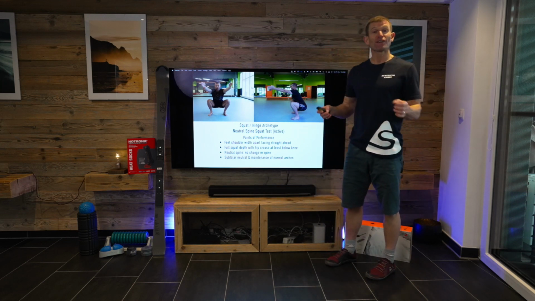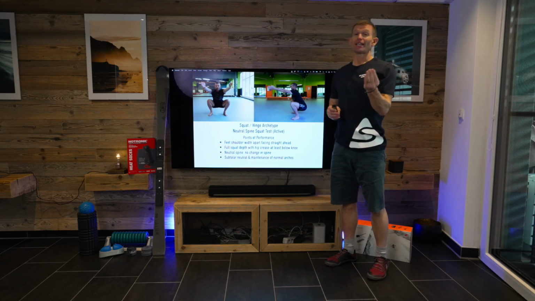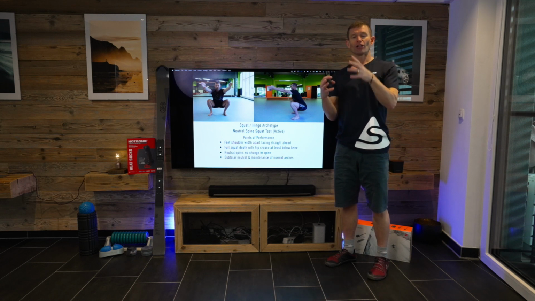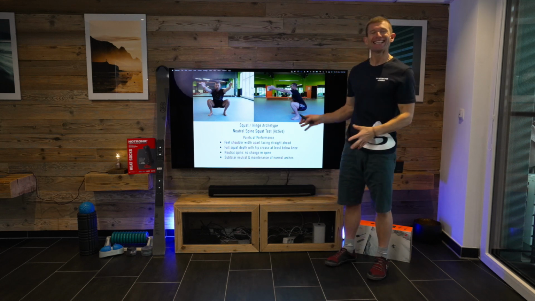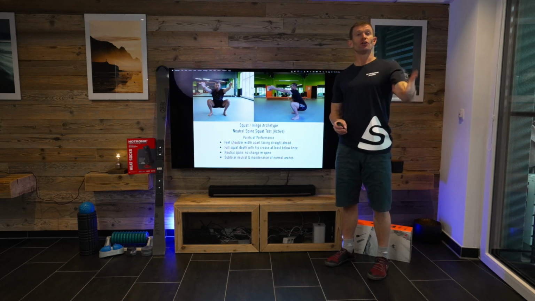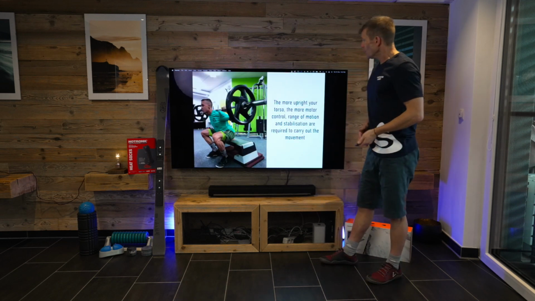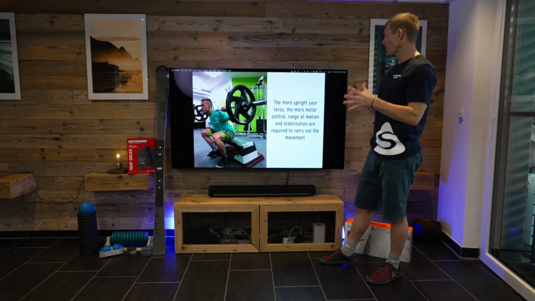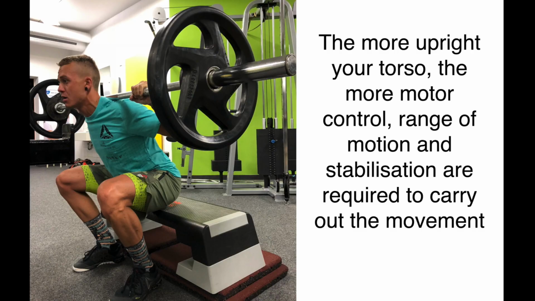And this is a pass-fail. If you fail the test, I will discuss in future videos, and you can actually find some videos already online where I will help you get into this position within a few weeks. So the more upright the torso, the more motor control and range of motion and stabilisation are required.